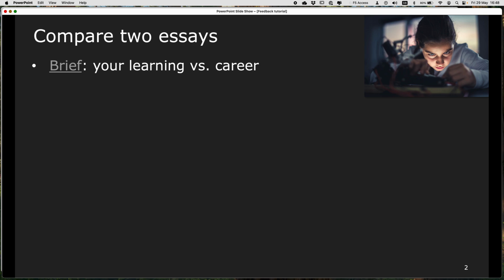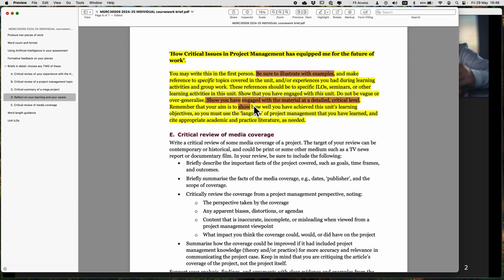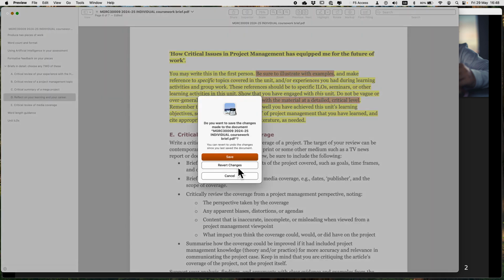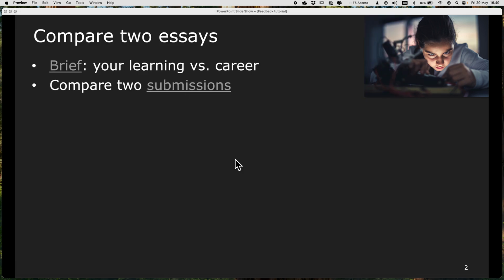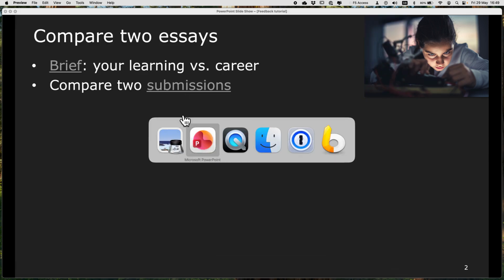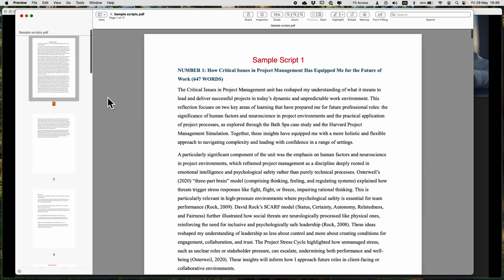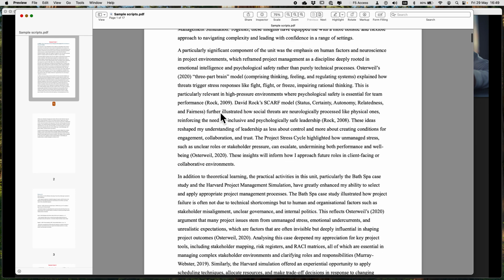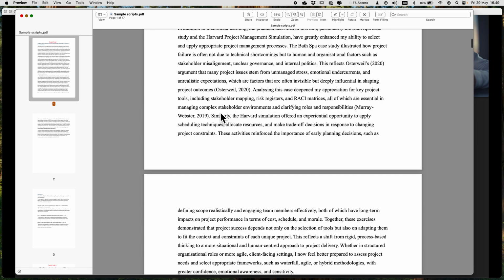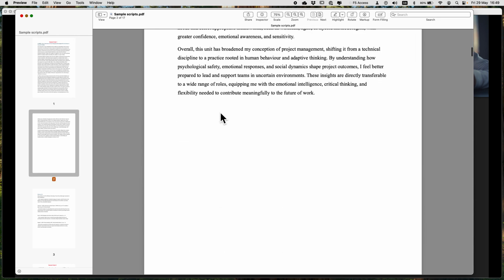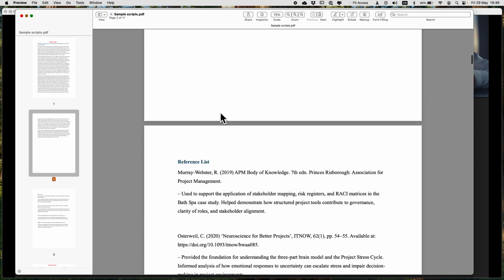Okay, now we've had a look at the brief. Let's have a look at the two submissions, our example work. And I'll bring up the scripts. And again, if you've got these in front of you, then have a read through them. Essay 1, or sample number 1, is a bit shorter than number 2, 647 words. If you don't have them in front of you, you can pause to read, or play back slowly through this video and read the two samples.